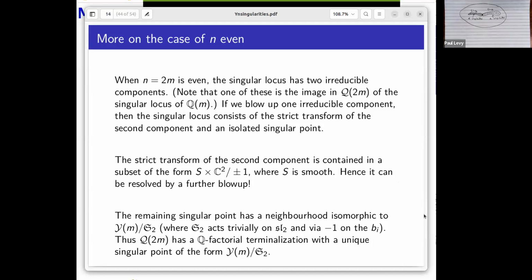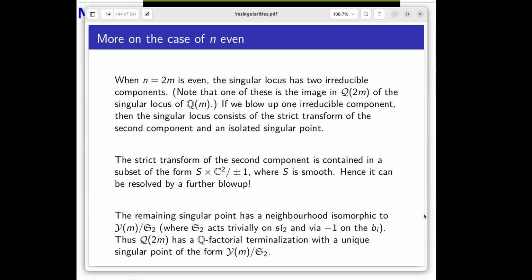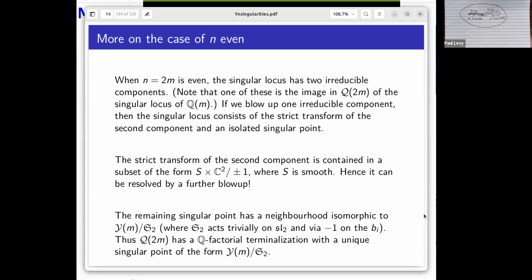Yeah, this may be a bit hand-wavy at this stage. So this is unpublished. And this is independent of whether m is even or odd. This turns out to be Q factorial. Yeah, it's strange. And in fact, I've got a comment about that. So if m is even, then y of m is not Q factorial, but the quotient is. The quotient by S2 is.